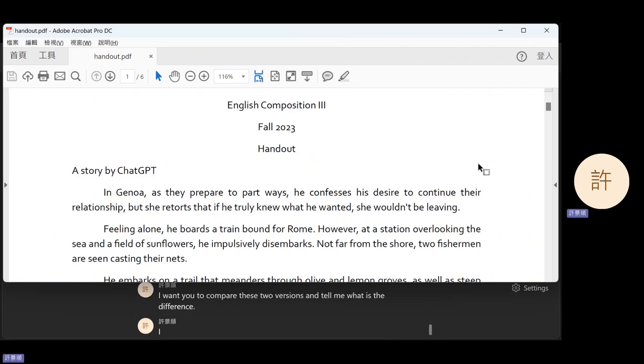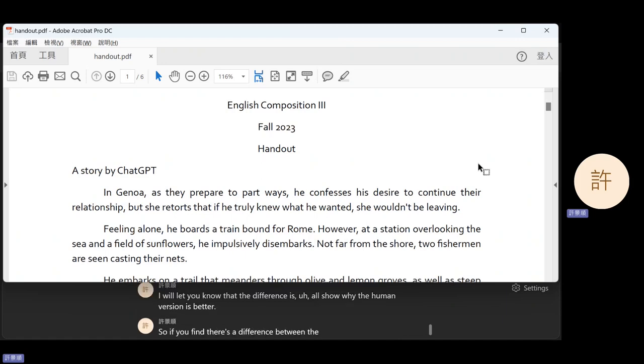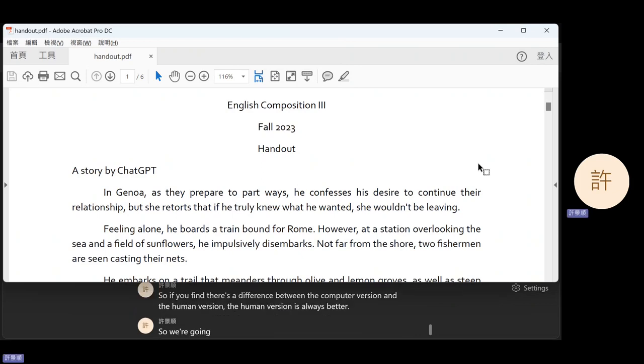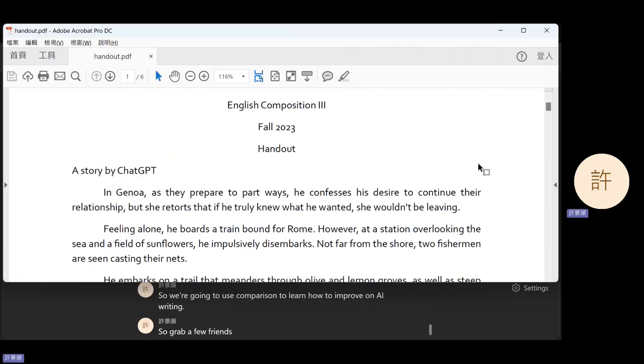I will let you know that the differences all show why the human version is better. So if you find there's a difference between the computer version and the human version, the human version is always better. So we're going to use comparison to learn how to improve on AI writing. So grab a few friends, form a small group. I'll give you 20 minutes to compare and find the differences between these two essays.